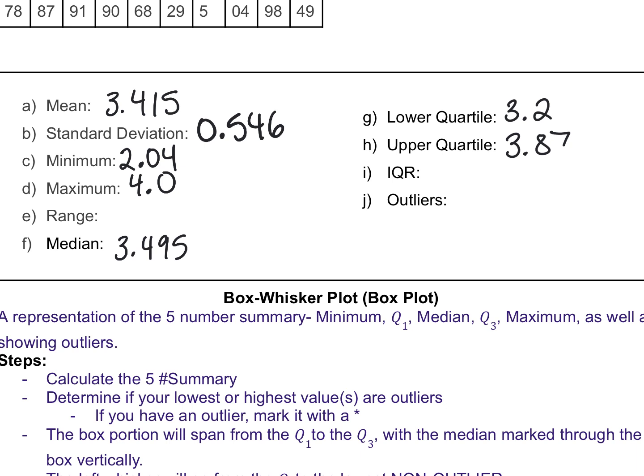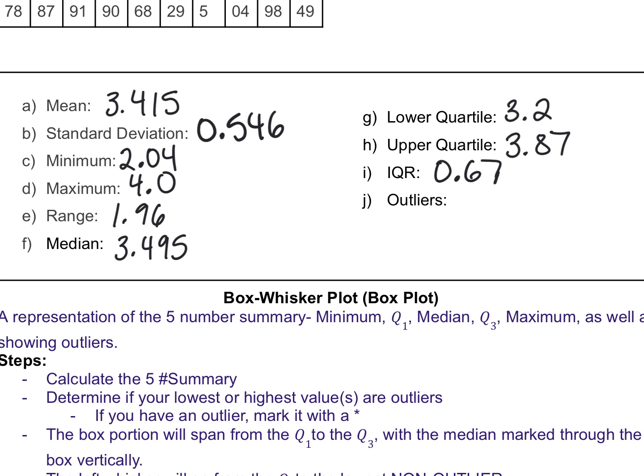But it's not hard math, and all the formulas are right up there for you, or they're on the first page of your notes. So we'll start with range. How am I finding the range? Yep, max minus min. So what is 4.0 minus 2.04? 1.96, perfect. How am I finding the IQR? Yep, Q3 minus Q1, so 3.87 minus 3.2 is what? Yep, 0.67.